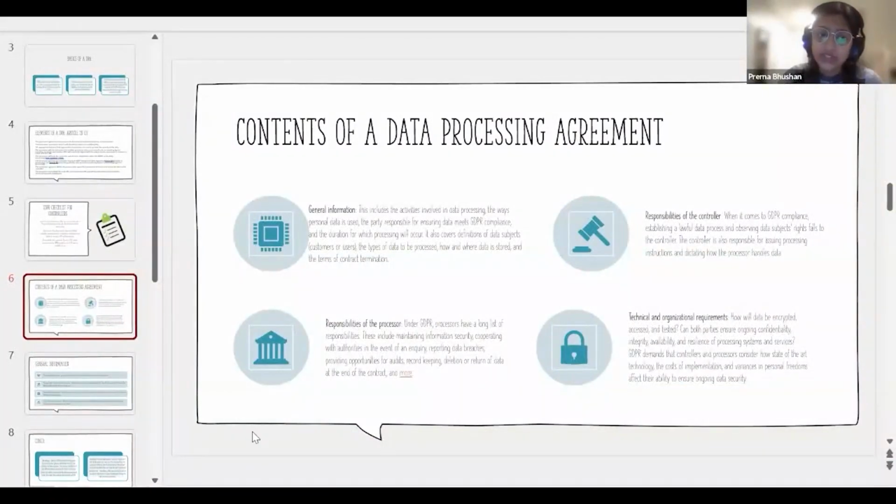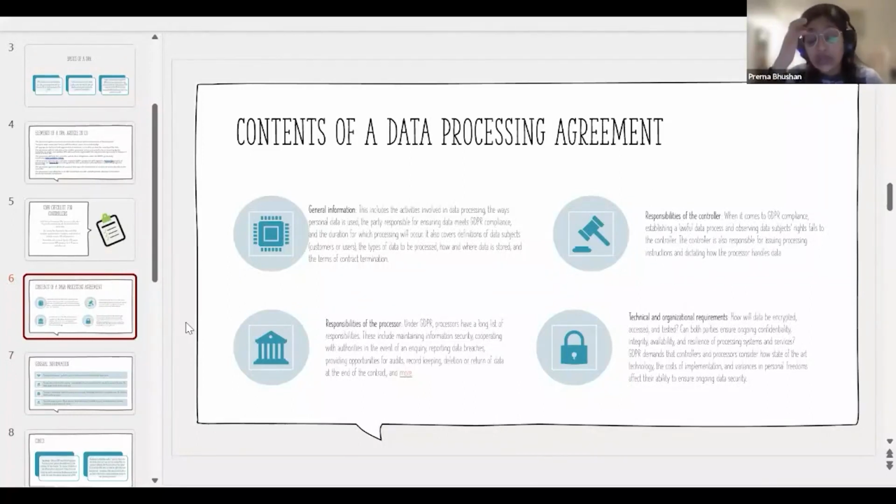We will discuss further what the general information and the tenets of these are. So what are the contents? Data processing agreements can be divided into 4 parts. First, you have the general information, then you have the responsibilities of a controller, then the responsibilities of a processor, and then technical and organizational measures. In between, you can have other things.